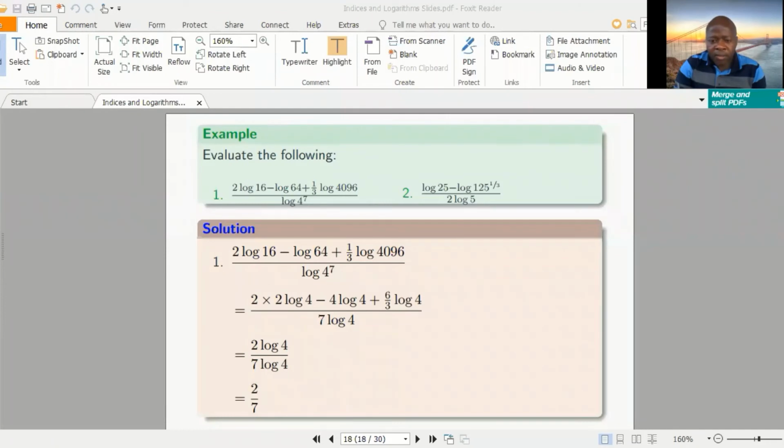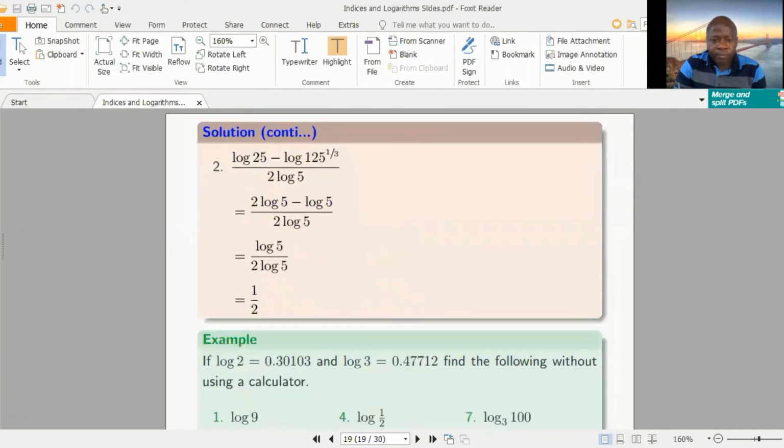Okay, let's see the other one. And the other one, again, you can use the method I've just talked about and see whether you get the same results. But this one looks simpler because this is just log of 5 raised to 2. And this is 5 raised to 3, but then it's raised to a third. Then out of 2 log of 5.